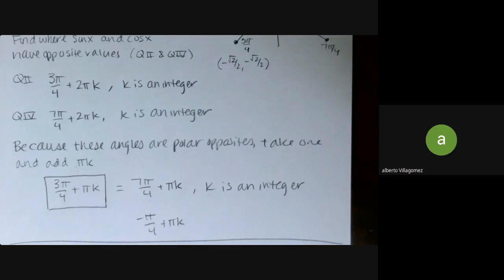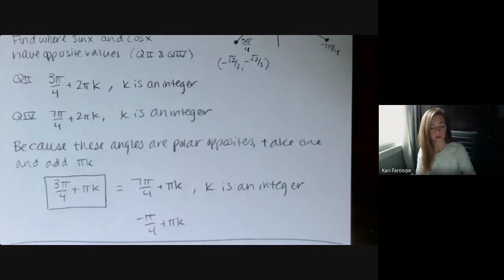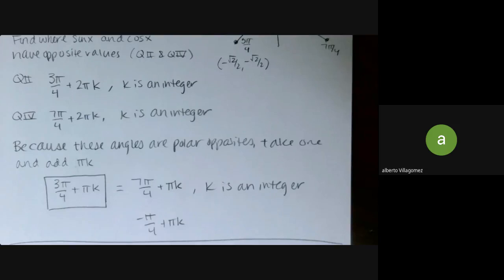Oh, I have a question. Sure, go ahead. I see the answer is 3 pi divided by 4 plus pi k. Why is it not 2 pi k?